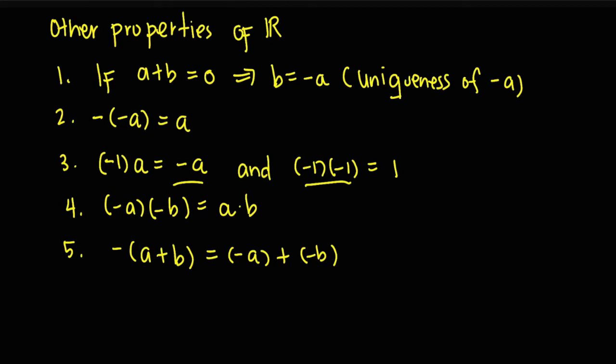Number 4, the additive inverse of a and the additive inverse of b, if you multiply them, that's the same as just multiplying a and b. Number 5, the additive inverse of a plus b is equal to the additive inverse of a plus the additive inverse of b. So that means you can also distribute the additive inverse. So these properties, we will no longer discuss how to prove them, and they will be left as an exercise. These are good practice to reinforce the knowledge that you learned in our discussion.